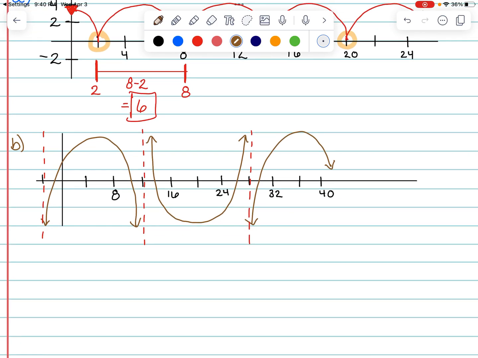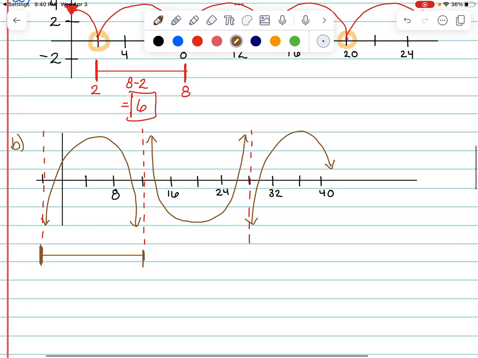So I can use that information to say, okay, I need a starting point and an ending point. I generally am going to start as far left as I can. Okay, I started at an asymptote. I need to end at an asymptote. But does it end at this asymptote? Is this a full cycle? And the answer is no.